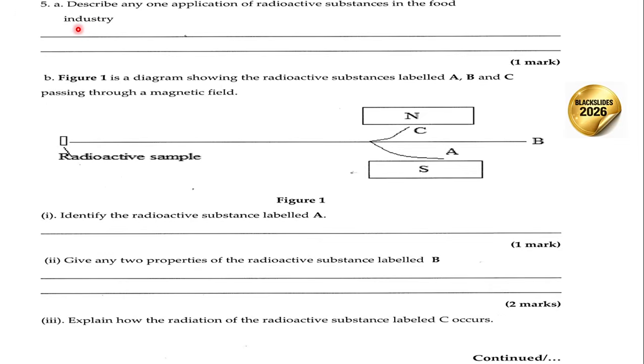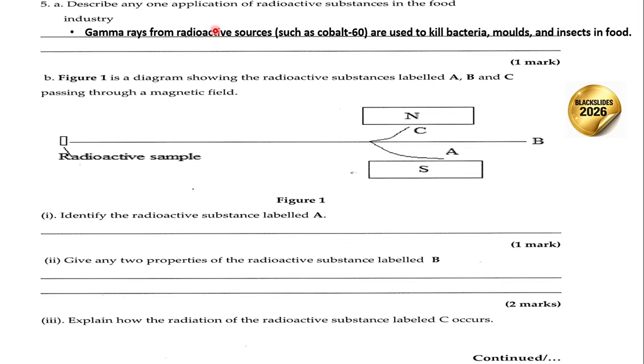Right, so in the food industry, gamma rays from radioactive sources such as cobalt-60 are used to kill bacteria, moths, and insects in food. That's an application of radioactive substances in the food industry. Gamma rays from radioactive sources, a typical example is cobalt-60, are used to kill bacteria, moths, and insects.